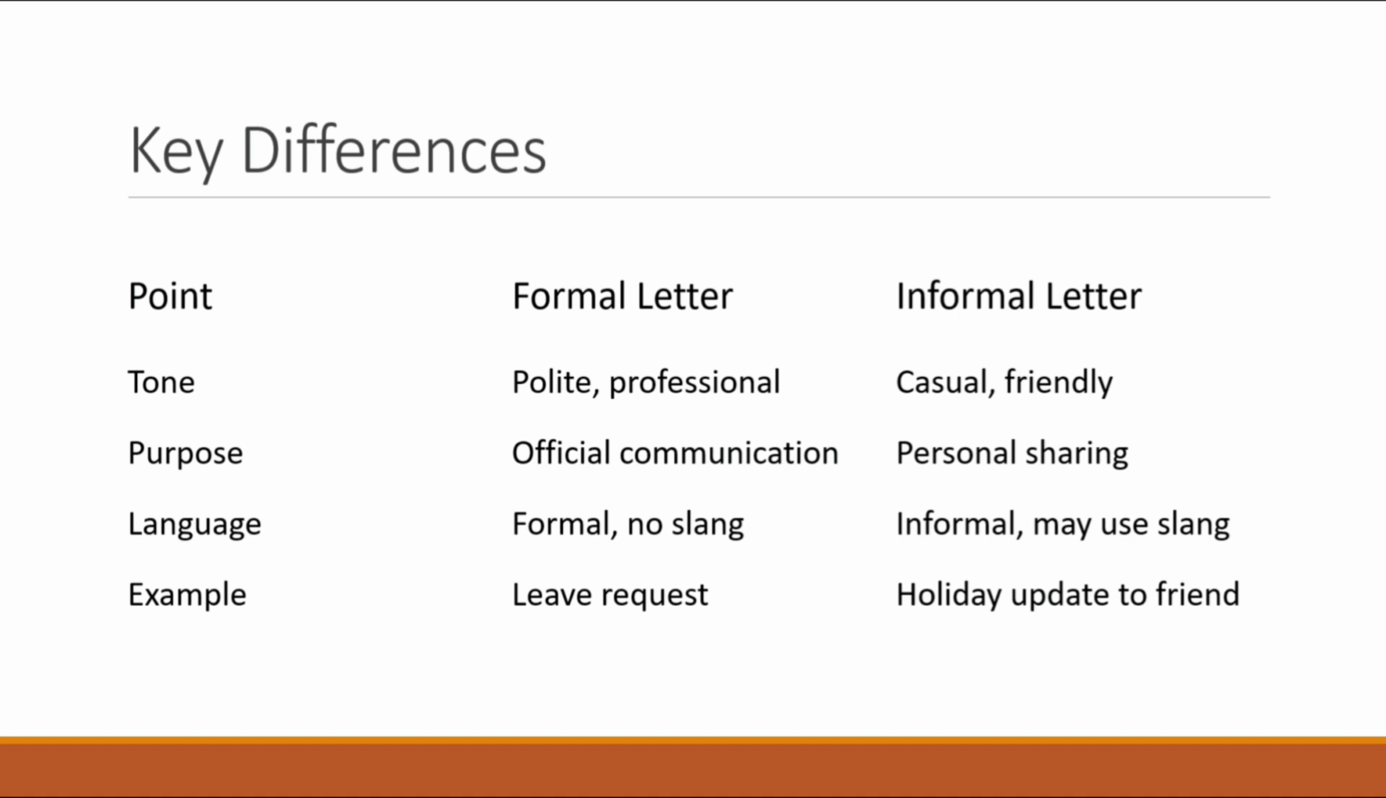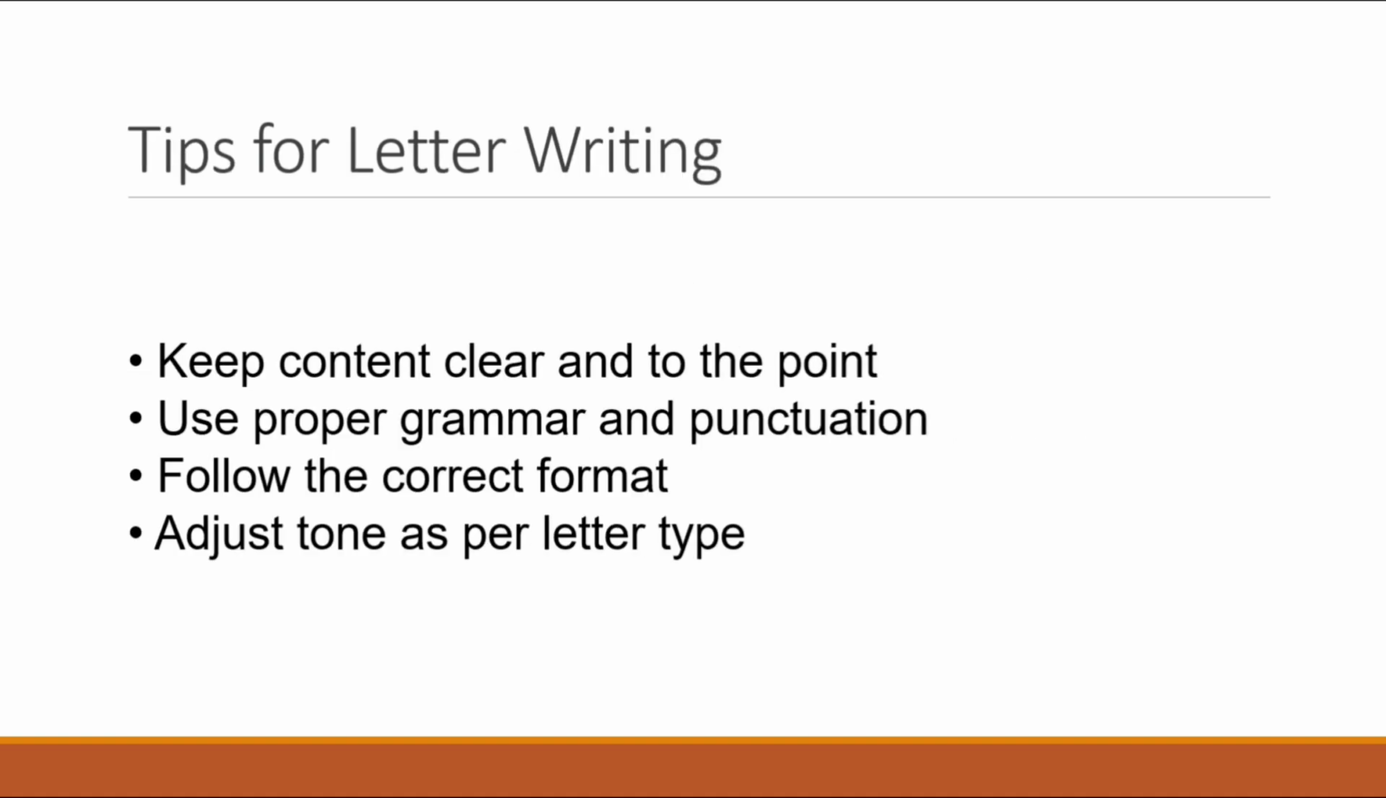So whenever you are unsure, just think about this. Am I being formal or friendly? That will guide your tone and format. So in the next slide, we are going to discuss the tips for letter writing. Here are some. Keep content clear and to the point. Use proper grammar and punctuation. Follow the correct format and adjust the tone as per the letter type. So we can also say that we should always follow the correct format, be clear and to the point. We should avoid spelling and grammar mistakes, and keep the tone appropriate.